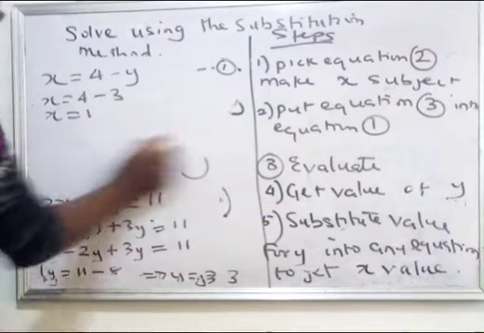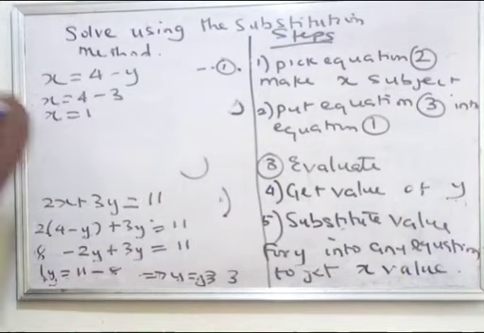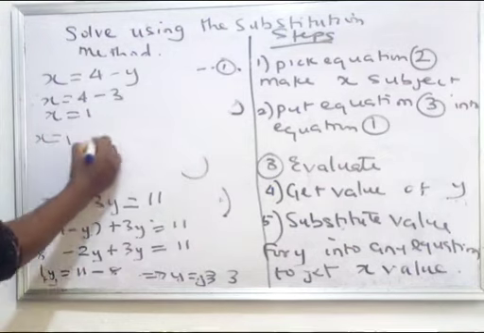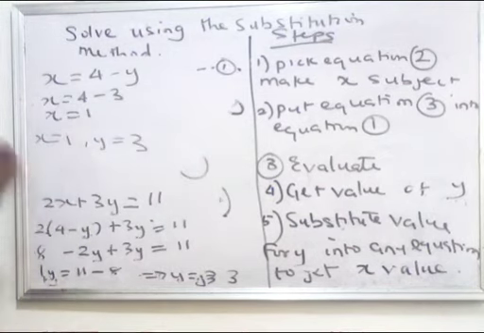So we have finished the 5 steps. So our x is given as 1, while our y is equal to 3.